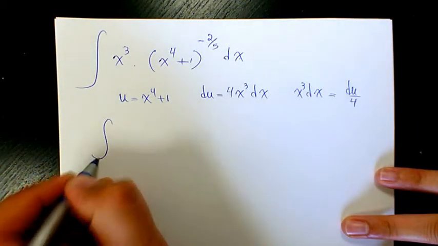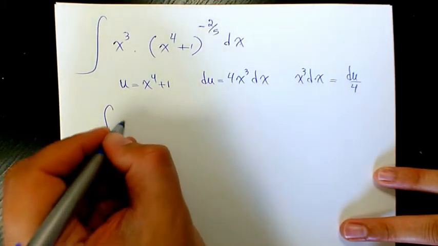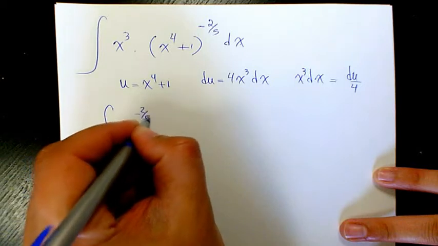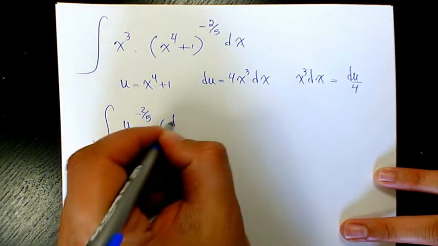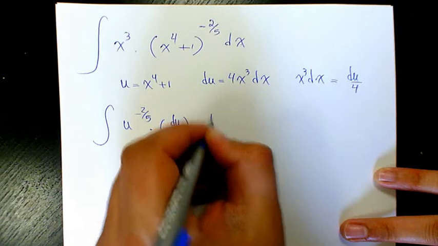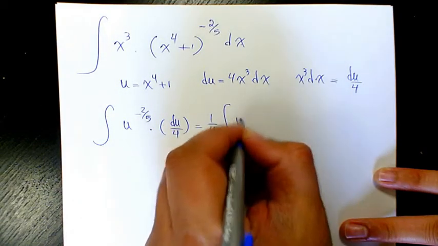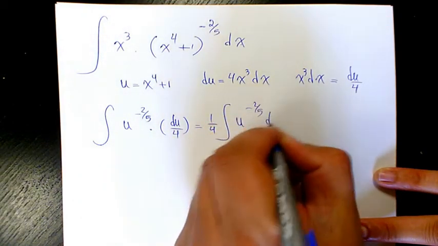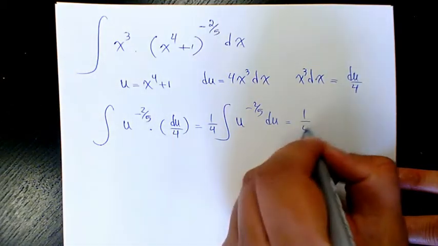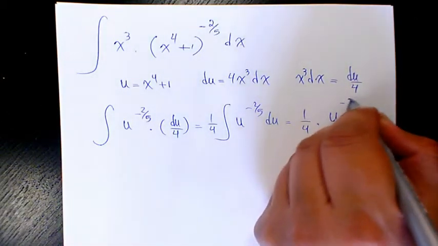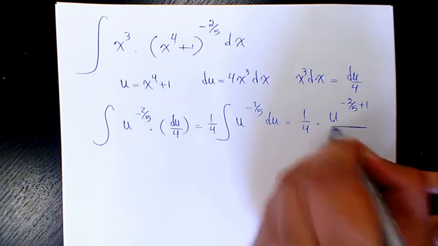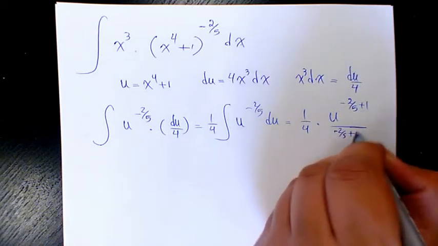So we have u to the power of negative 2 over 5, and we have du over 4. That's going to be 1 over 4 u to the power of negative 2 over 5 du. So that's going to be 1 over 4 u to the power of negative 2 over 5 plus 1, over negative 2 over 5 plus 1, plus c.